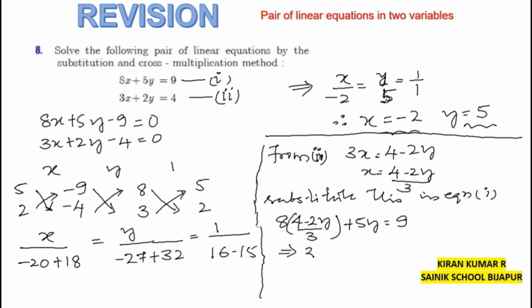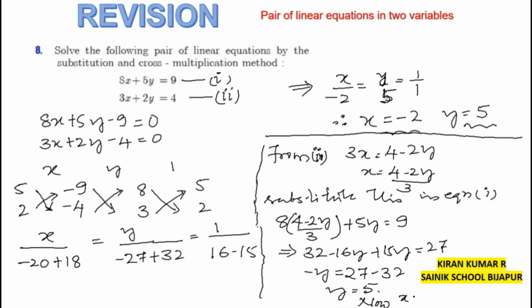I'll be getting 32 minus 16y plus 15y equal to 27. This will be negative y equal to 27 minus 32. So the y value, you will get it as 5. Now if you consider x is equal to (4 minus 2y) divided by 3, 2 times of 5 divided by 3, this becomes 4 minus 10 by 3, nothing but minus 2. Therefore the value of x is minus 2 and the value of y is positive 5.